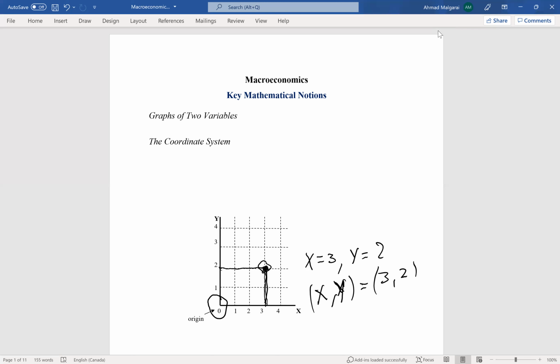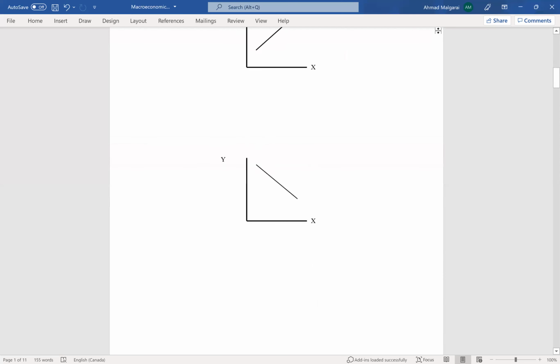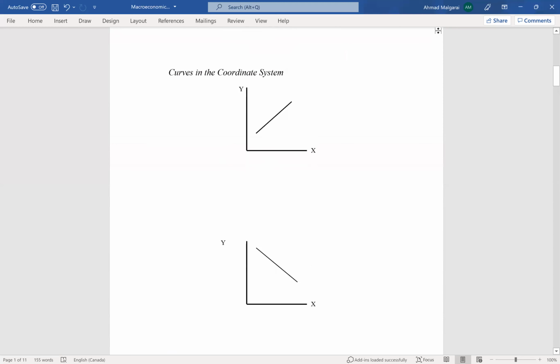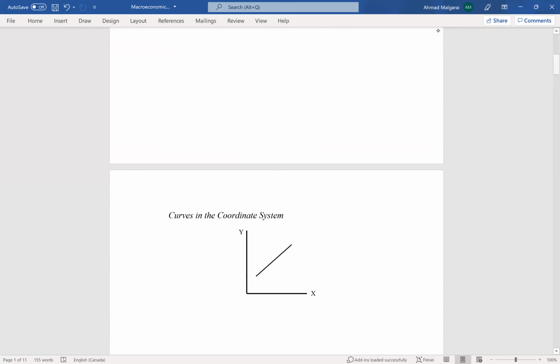Now, for curves in the coordinate system, in economics we often want to show how one variable affects another, holding all other variables constant. And this will bring us to the issue of correlation.